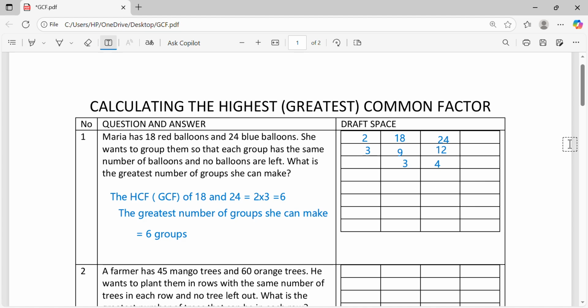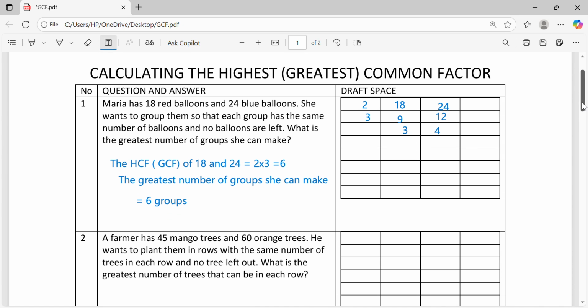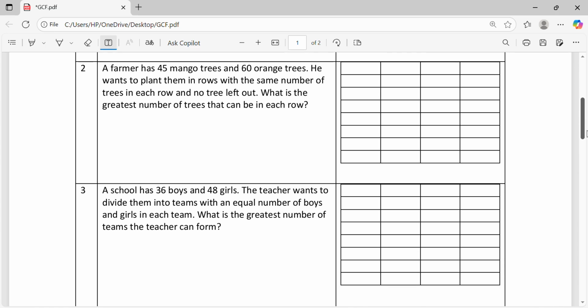Number 1 is answered. So we can move to 2. A farmer has 45 mango trees and 60 orange trees. He wants to plant them in rows with the same number of trees in each row, with no tree left out. What is the greatest number of trees that can be in each row?